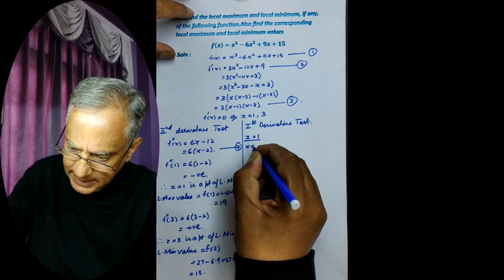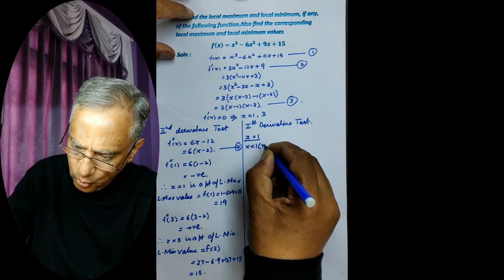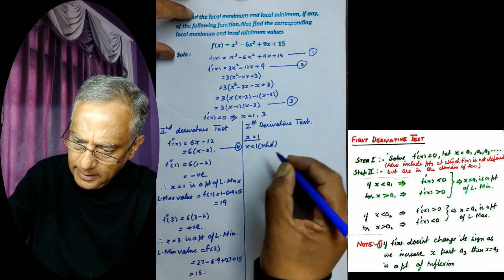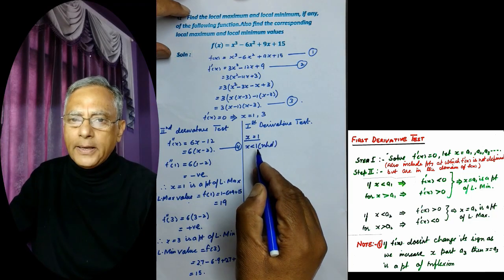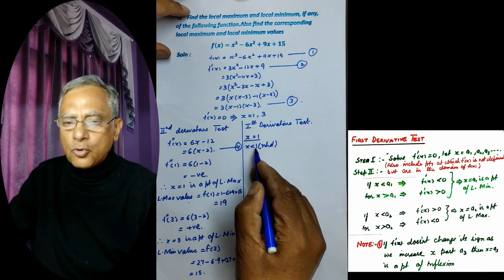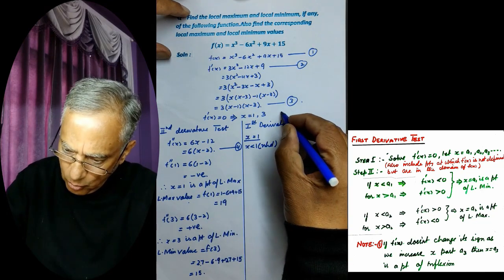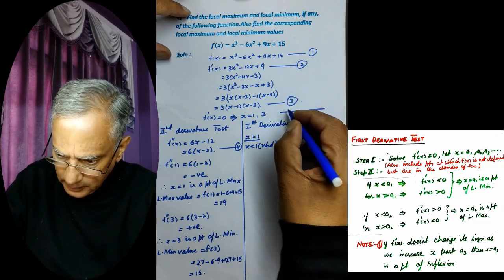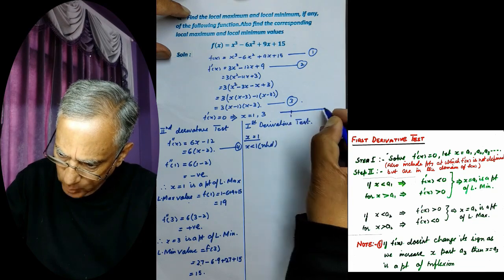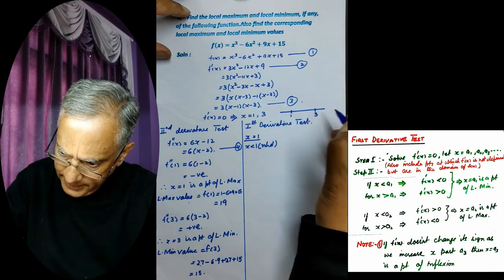Now x less than 1. We have to consider the points in the left neighborhood of 1. x less than 1, but we have to consider only points in the neighborhood of 1. Now, this is the point 1, this is the point 3.